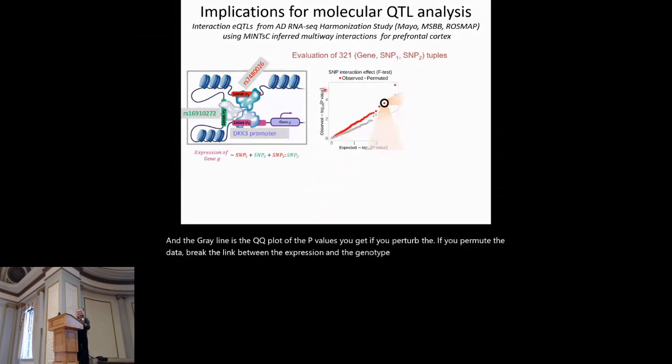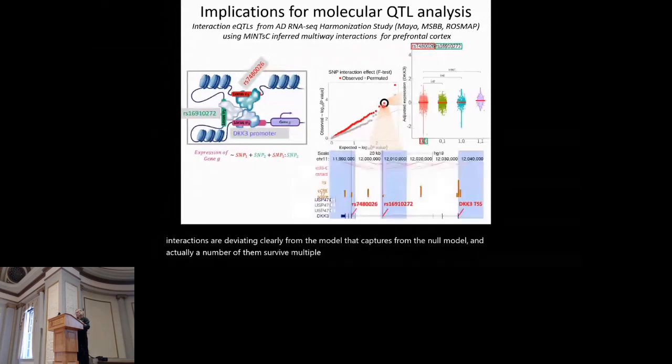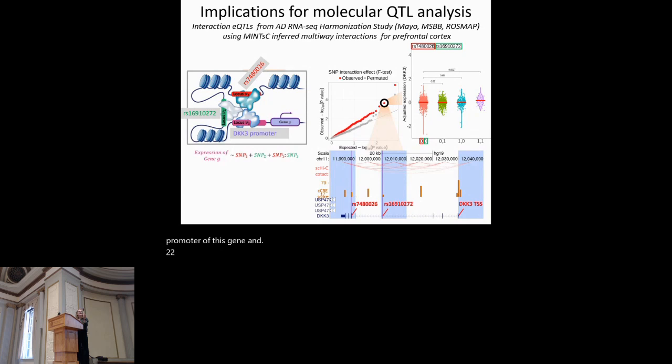As you can see, the interactions are deviating clearly from the null model, and actually a number of them survive multiple testing. An interesting example is this DKK3 gene. We identified an interaction that included the promoter of this gene and two of its introns. And interestingly, these introns harbored regulatory regions based on some external data from cortex, and they harbored these SNPs.